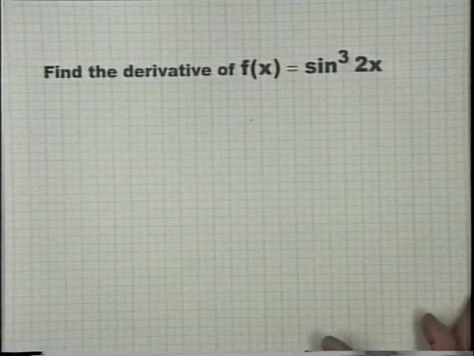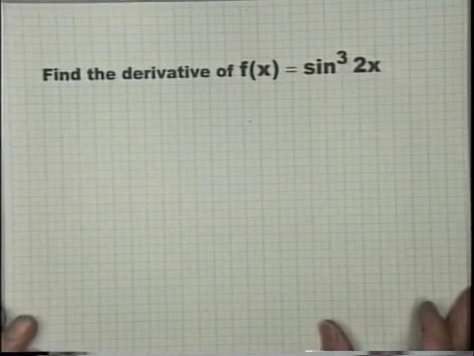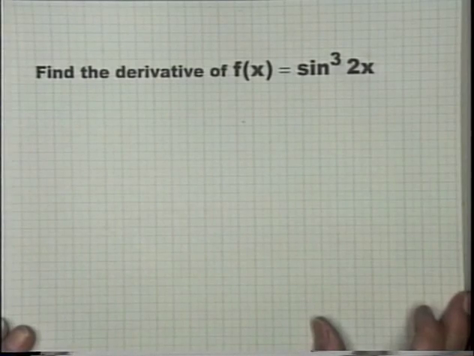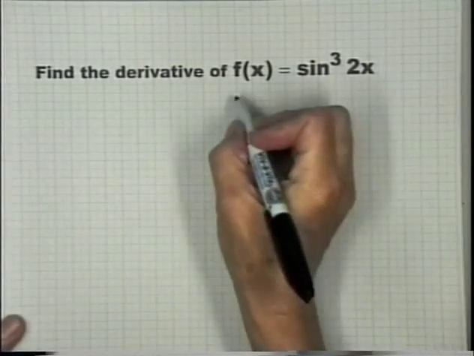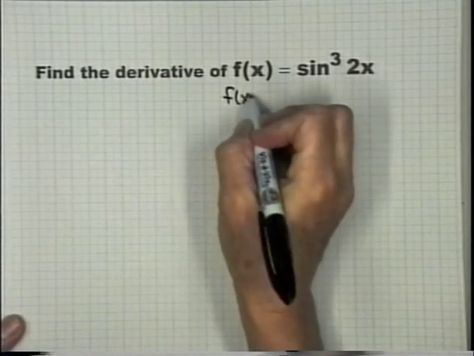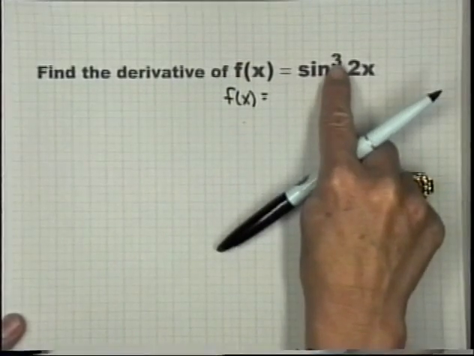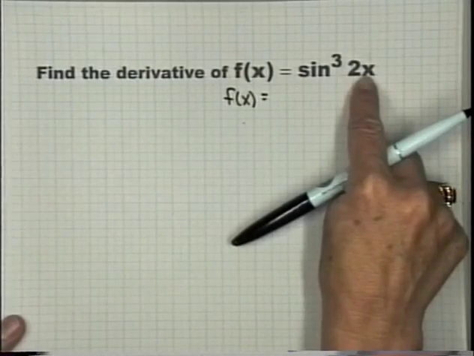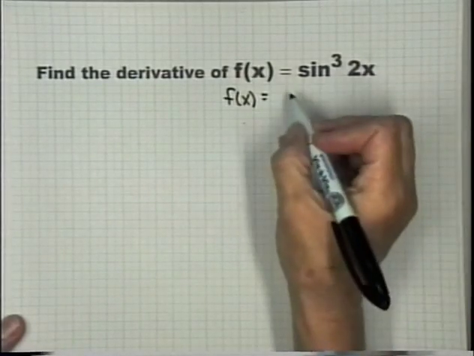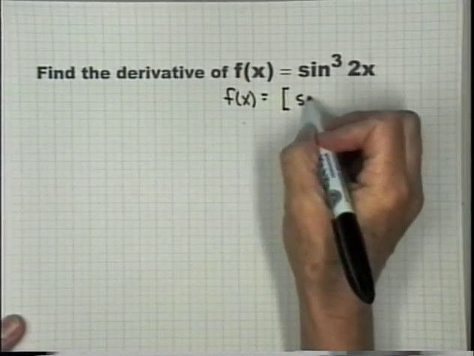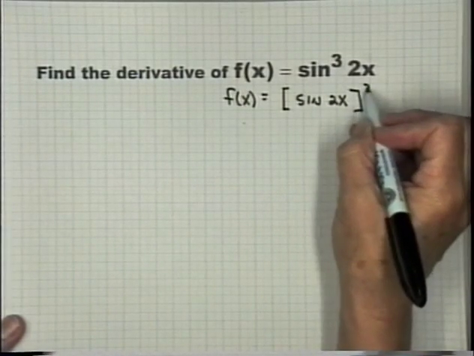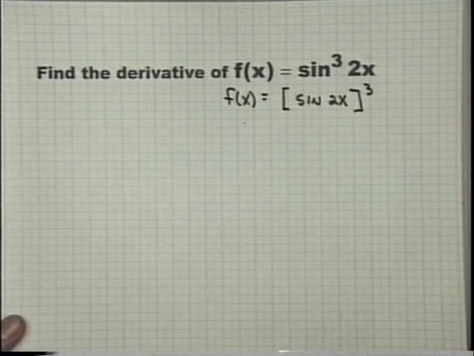Find the derivative of f of x equals sine cubed 2x. Now, I want to emphasize notation here. You might remember from trig that when you have a power written between the name of the trig function and the argument of the trig function, it means the trig function itself is being raised to a power. In other words, that is a short way of writing the quantity sine 2x to the third power.